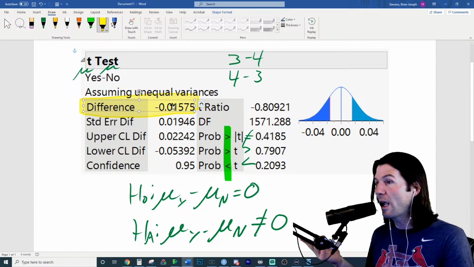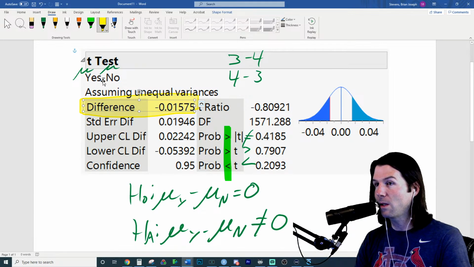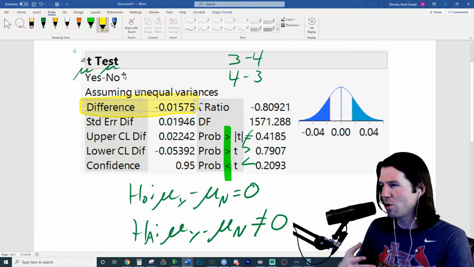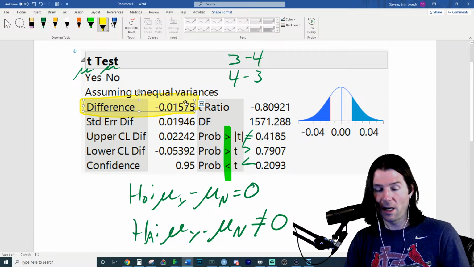Once you see it, you're like, okay, if the difference is negative, think about how the negative is associated with this one. This is the practice. You're fine. When you see that on the test, you'll think, oh, the second mean is bigger because the difference is negative.